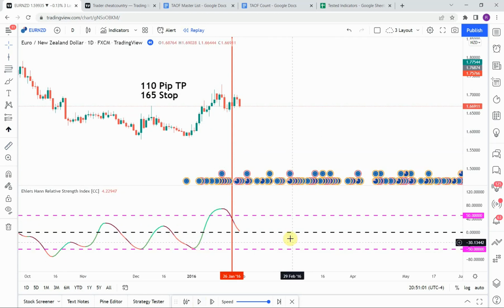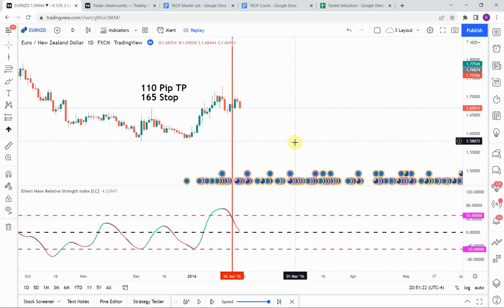Alright, so the first signal that we pick up is a short signal. You can see that we get that cross here to the upside, cross up above that positive 50 there. And then we watch for that RSI to make its way back down below that to give us a short trade signal. We enter there, but almost immediately on the very next candle, we get a spike to the upside, which does stop us out. So let's go ahead and continue on.